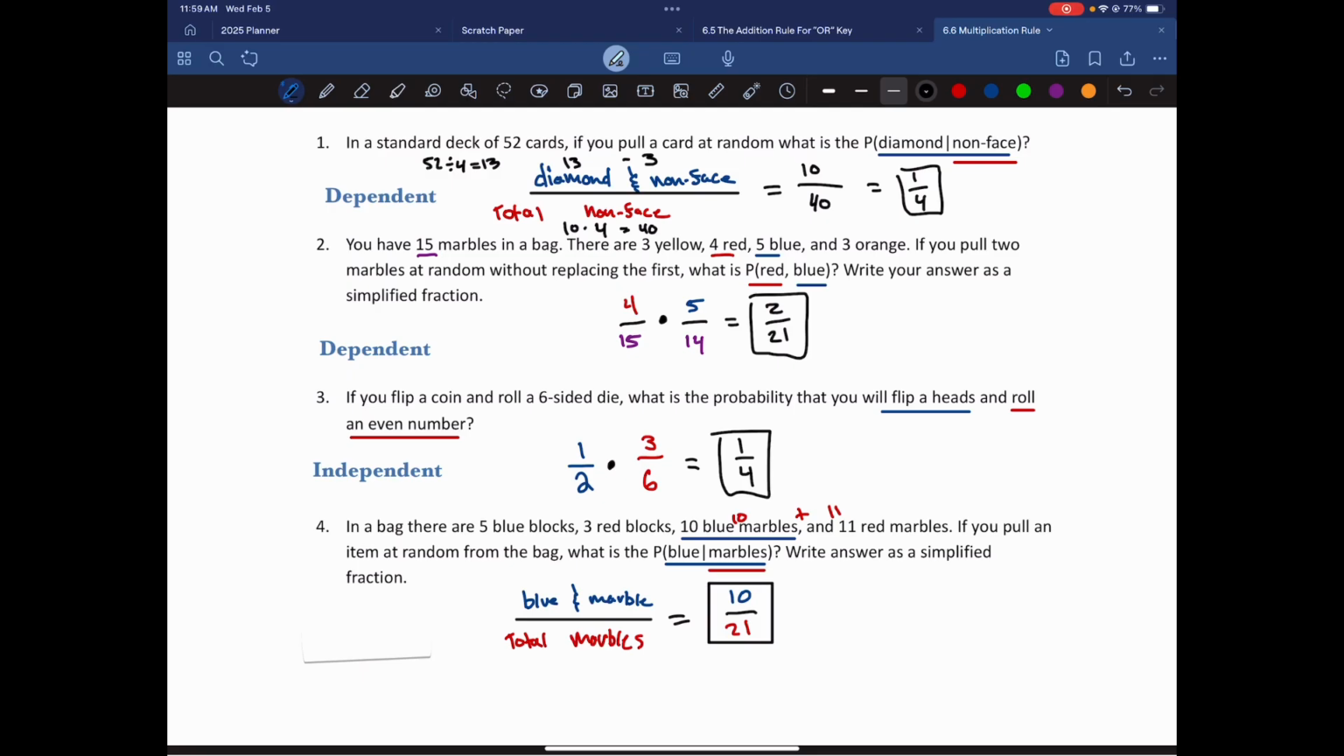We did skip over whether this was independent or dependent, but this one shouldn't be too hard because we have this probability of B given A, so we are in a dependent situation here.